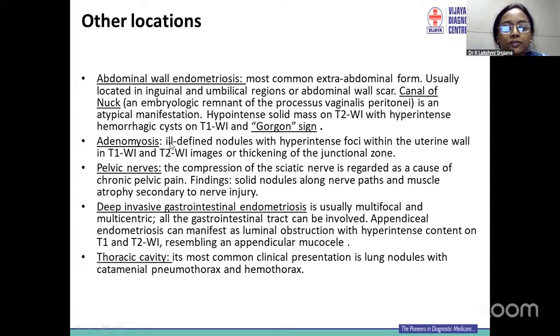Adenomyosis is presence of endometriosis within the myometrium, and along the nerve roots, as I have told earlier, along the sacral nerve roots, diffusion sequence will be more helpful. And along with it, if we see any muscle atrophy, it is an indirect sign of nerve root involvement of endometriosis. It also involves the gastrointestinal tract like appendix and all. And if it is involving the thoracic cavity, it usually presents as nodules which present with catamenial pneumothorax or hemothorax.